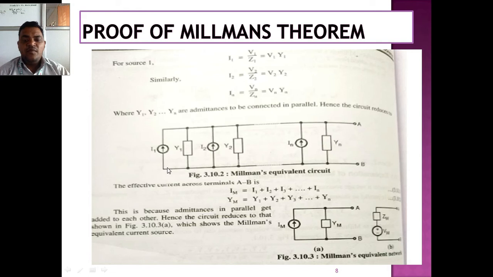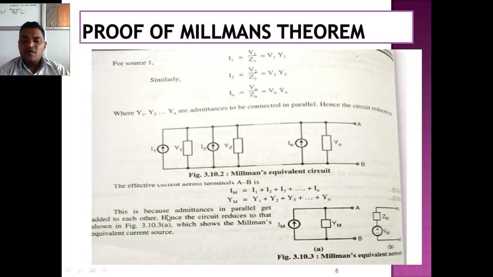In the Millman's equivalent circuit, I1, I2, I3 up to I of N are the currents flowing through the circuit, and the admittances are Y1, Y2, Y3 up to Y of N. So the effective current across the terminals AB is I of M, which is equal to I1 plus I2 plus I3 up to I of N. And the admittance is Y1 plus Y2 plus Y3 up to Y of N.